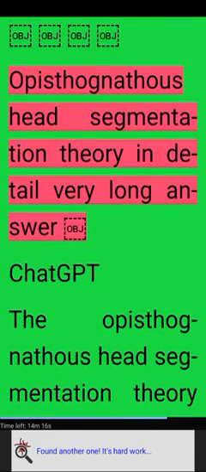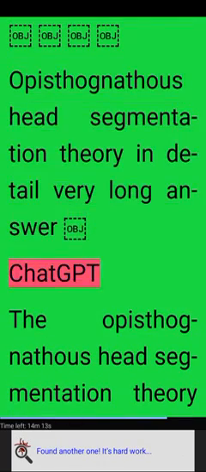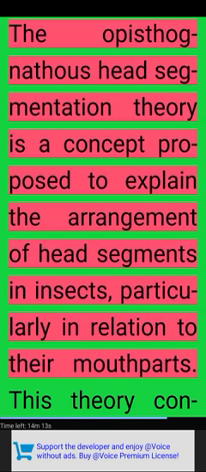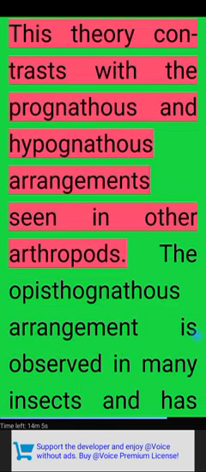Opisthognathous head segmentation theory in detail. Very long answer. ChatGPT. The opisthognathous head segmentation theory is a concept proposed to explain the arrangement of head segments in insects, particularly in relation to their mouthparts. This theory contrasts with the prognathous and hypognathous arrangements seen in other arthropods.